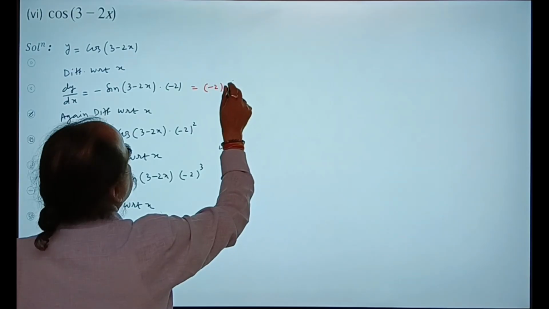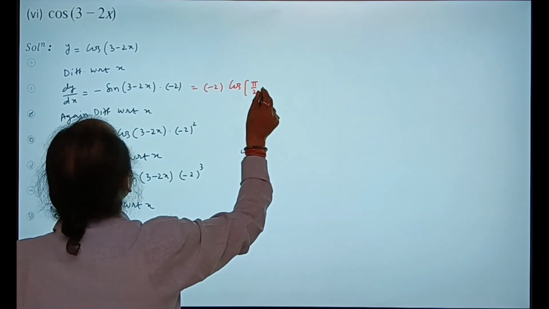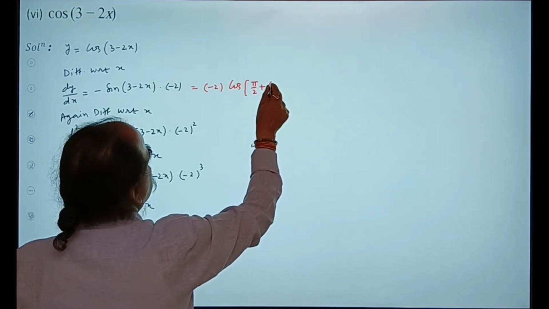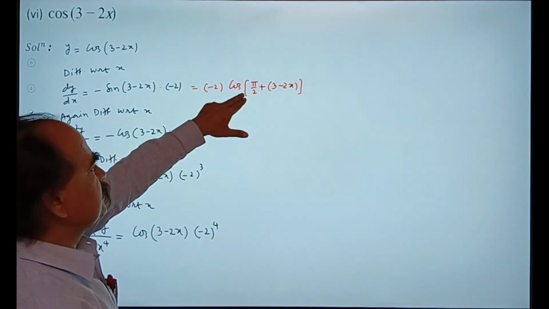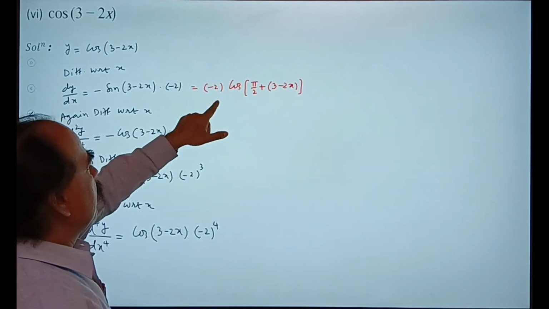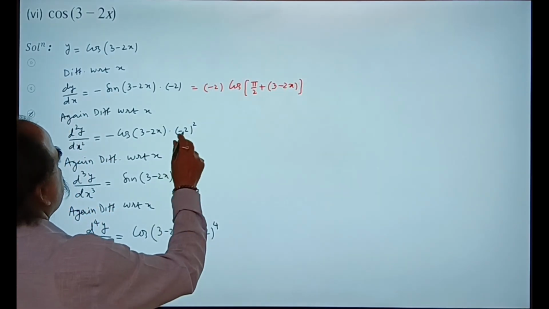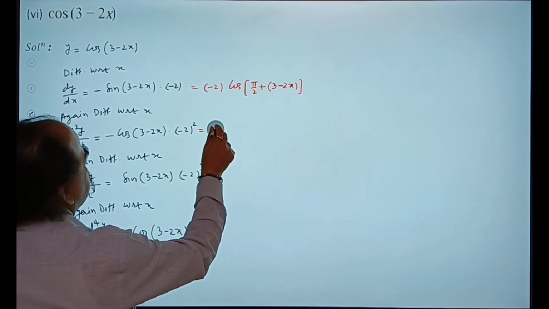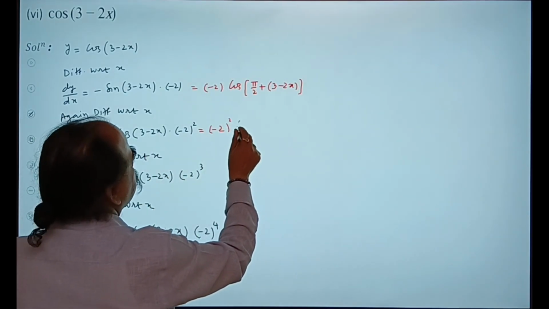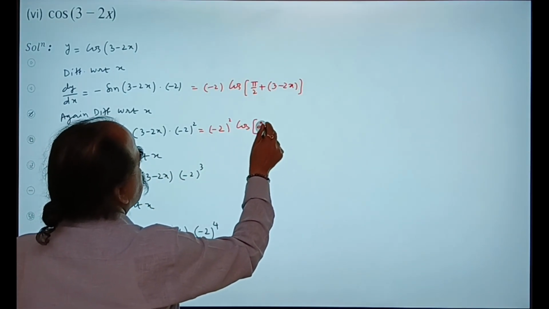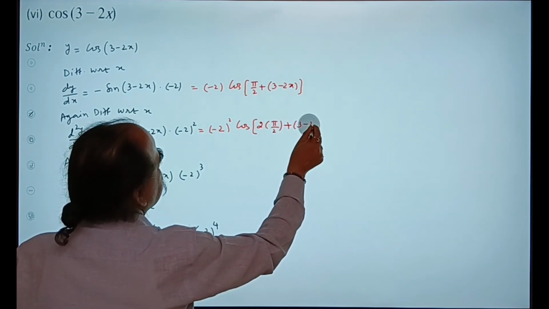Minus sine can be written as cos of pi by 2 plus 3 minus 2x is the angle. Keep as it is. Cos changes to sine because it is odd multiple and angle is in second quadrant where cos is what? Negative. This can be generalized as what? Minus 2 square. Minus cos can be written as cos of 2 into pi by 2 plus 3 minus 2x.